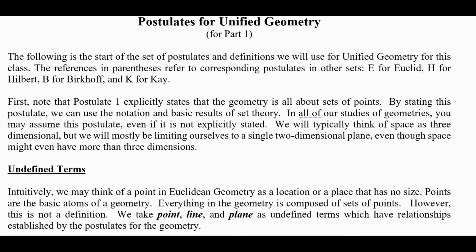So the incidence postulates we'll see here are very much like Hilbert's incidence postulates. These are also set up to be defined in such a way that we're going to use these for unified geometry for this class, and the references in parentheses refer to the corresponding postulates from other sets. So if you see E, it'll be the corresponding thing for Euclid, like if it says E2, that's Euclid's second postulate. H is Hilbert's, B for Birkhoff, K for K. K is our textbook.